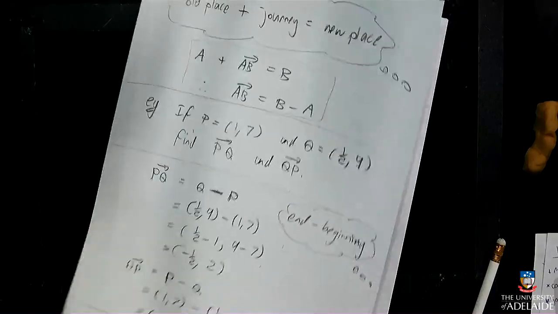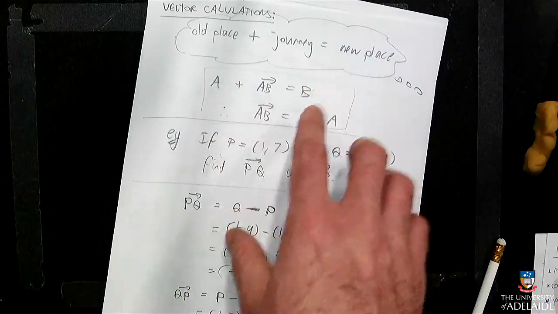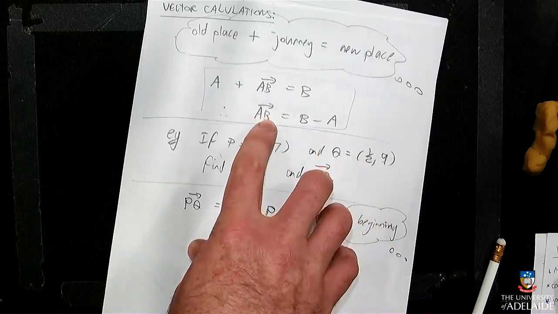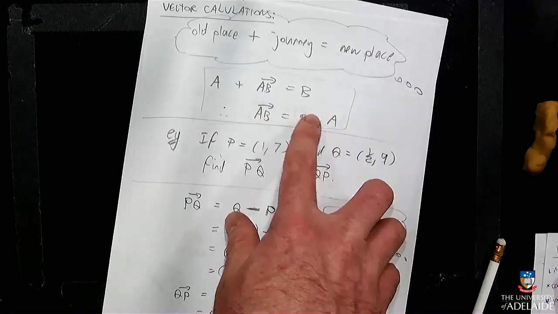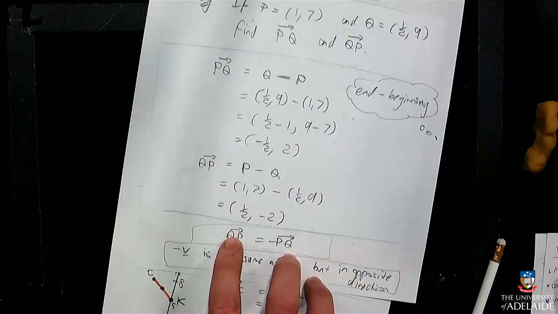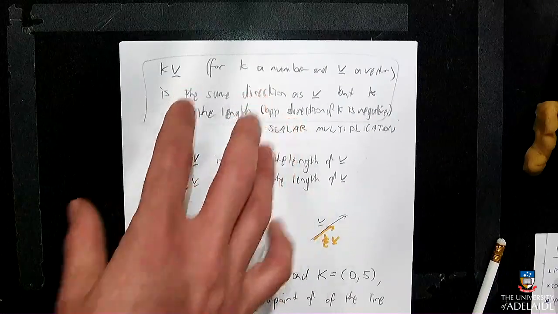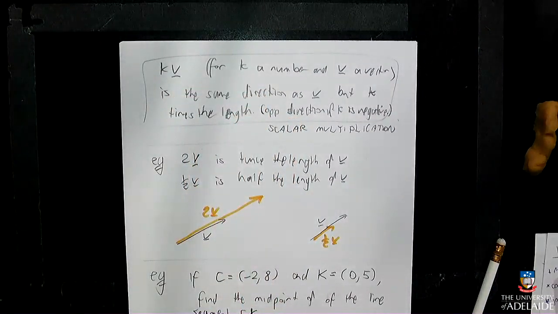So what have we got so far? We can add a vector to a point and get a new point. We can subtract two points to get the journey between them. We can minus a vector to get one that's in the opposite direction, and we can multiply by something to get it both simultaneously in the opposite direction if it's negative, or to stretch or shrink the length.